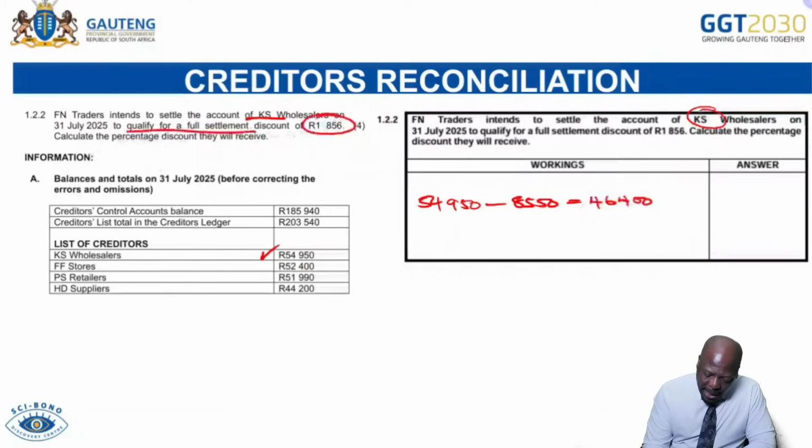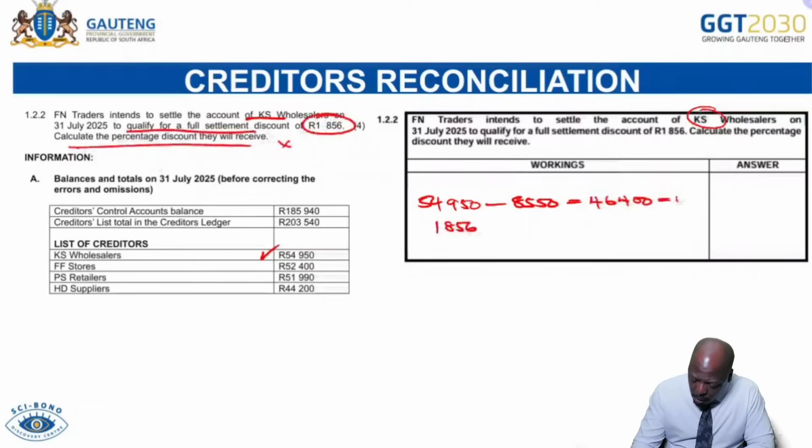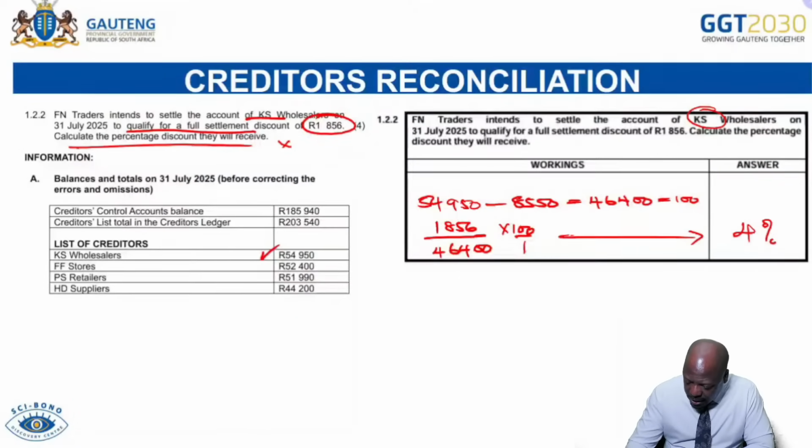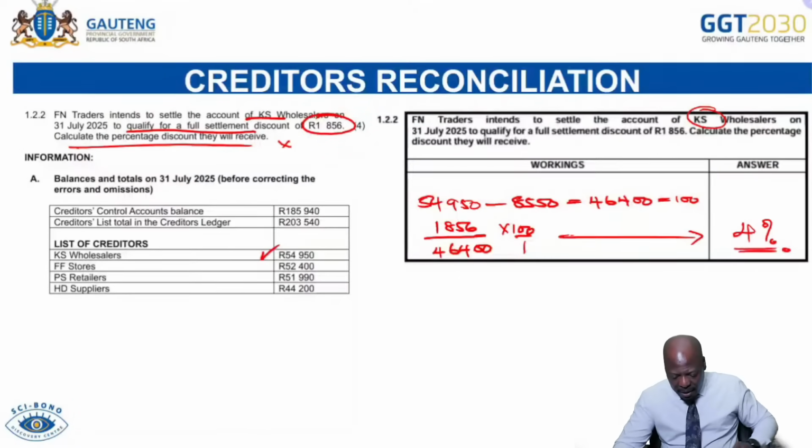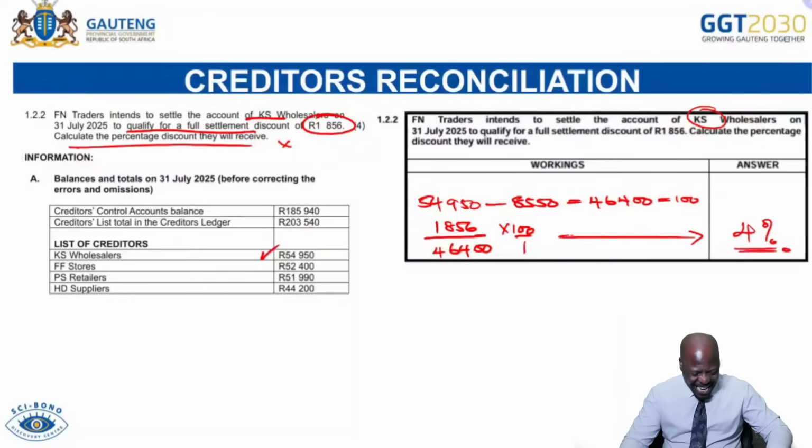We intend to settle this amount, and we qualify for a full settlement discount of 1856. Now we want to calculate the percentage of discount that they would give us. So what we want is the 1856. This is equal to 100%. So we divide that by 46.4, and then we multiply by 100 over 1, and that will give you a discount of 4%. So we would be given a discount of 4% if we take it this way.